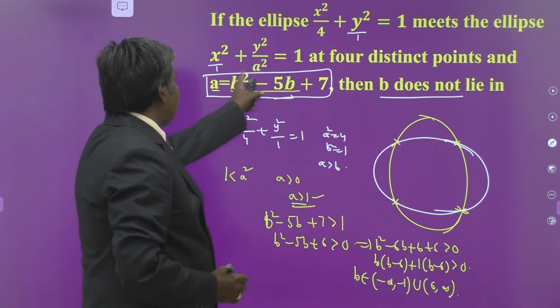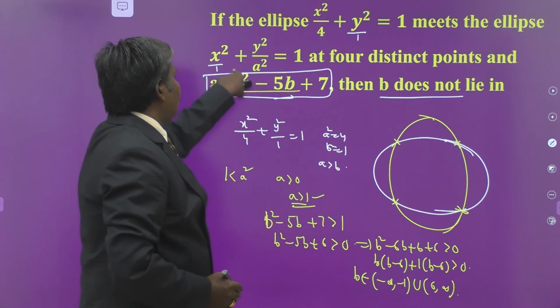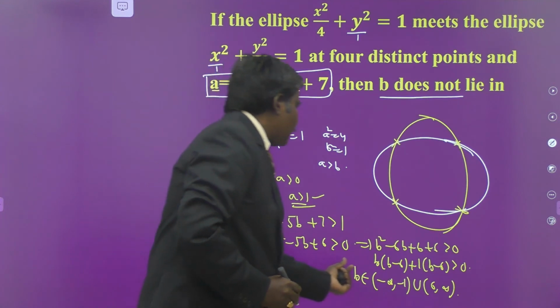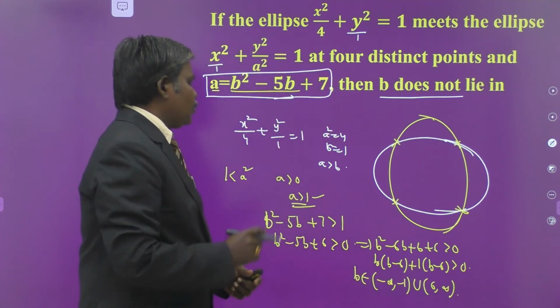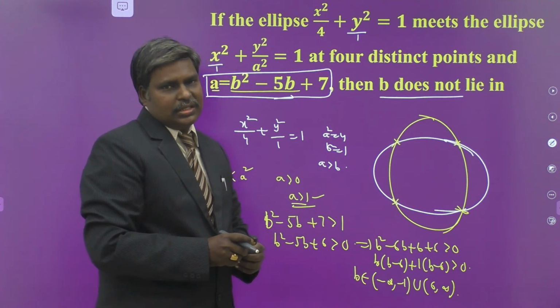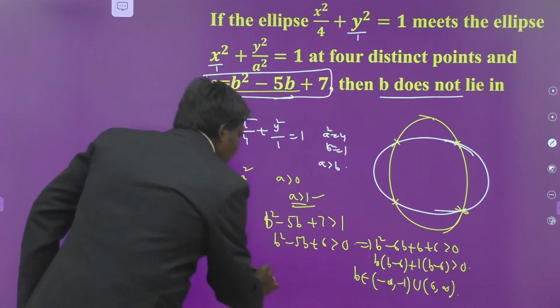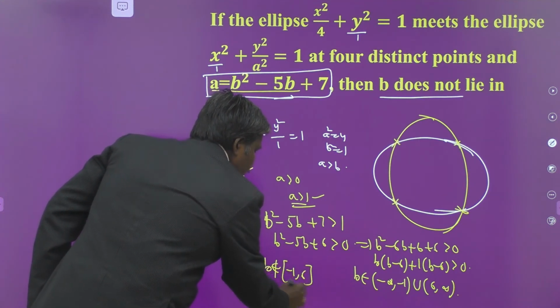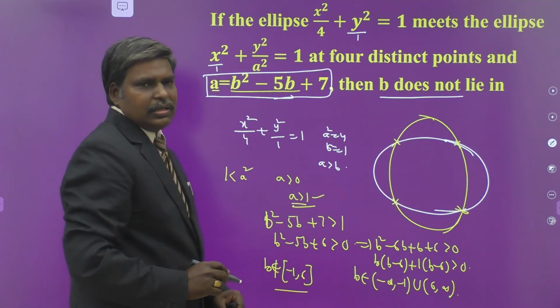Here b is some real number, that is not the same as the b in the ellipse equation. So your b belongs to here. So b does not belong to what? Closed minus 1 to closed 6. So your b does not belong to closed minus 1 to closed 6. They are asking in this manner.